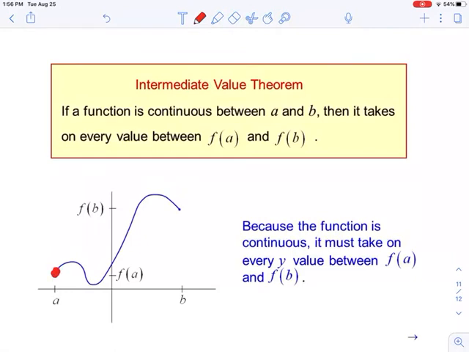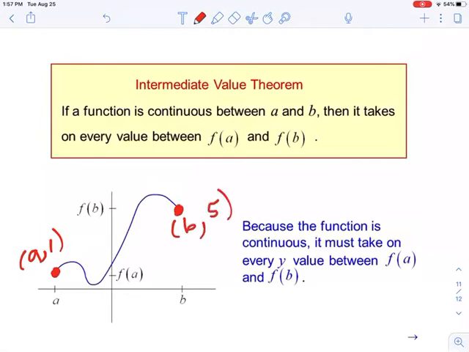Okay, so as long as there are no holes or breaks in our graph, as long as we're continuous, then whatever our y value is at A and whatever our y value is at B, any y value in between is going to have a coordinate on our graph somewhere.